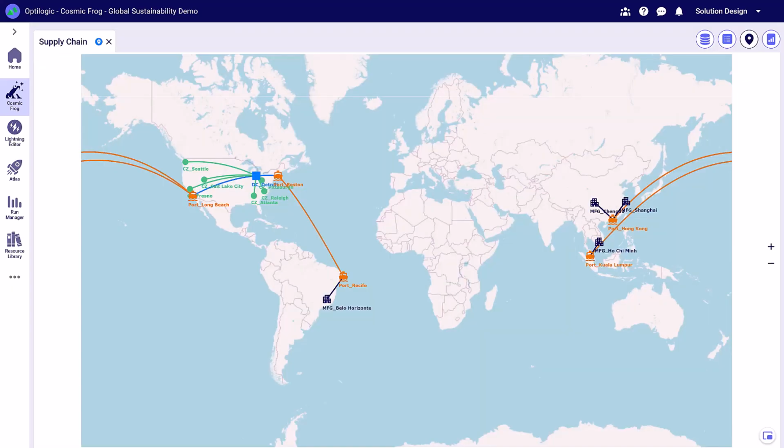You just saw an end-to-end demonstration of how to incorporate sustainability into your Cosmic Frog models. We brought sustainability input data, including CO2 emissions. We built and ran sustainability scenarios, and we brought sustainability metrics to our analysis. We invite you to try these techniques for your next supply chain model.